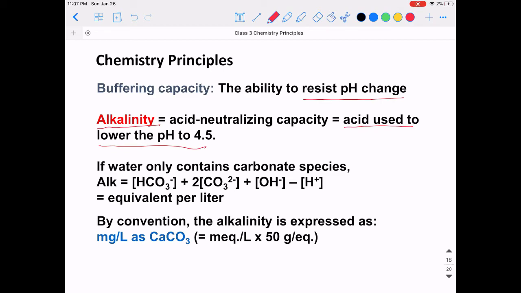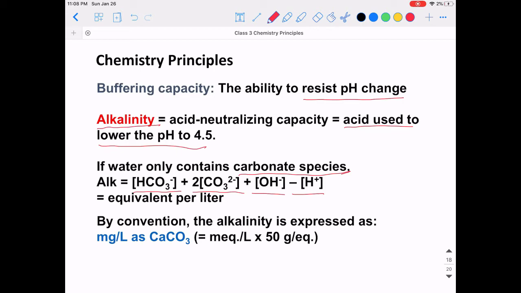For a water system that only contains the carbonate species, the alkalinity can be calculated by the concentration of bicarbonate ion plus twice the carbonate ion, because the carbonate ion needs 2 protons to neutralize these species, right? And then we also need to consider the concentration of the hydroxyl ion, and also we need to subtract the concentration of the proton ions.